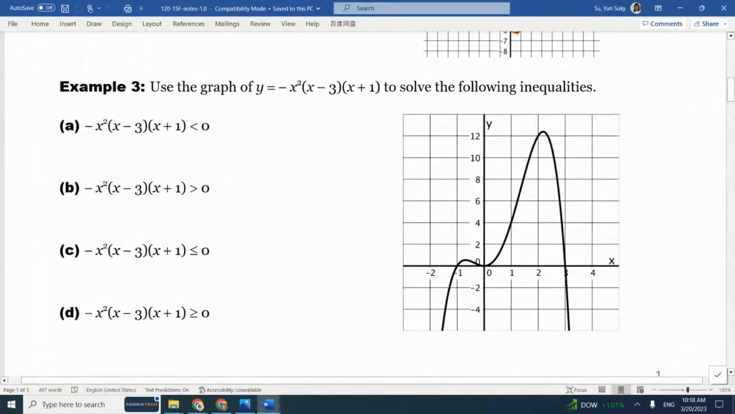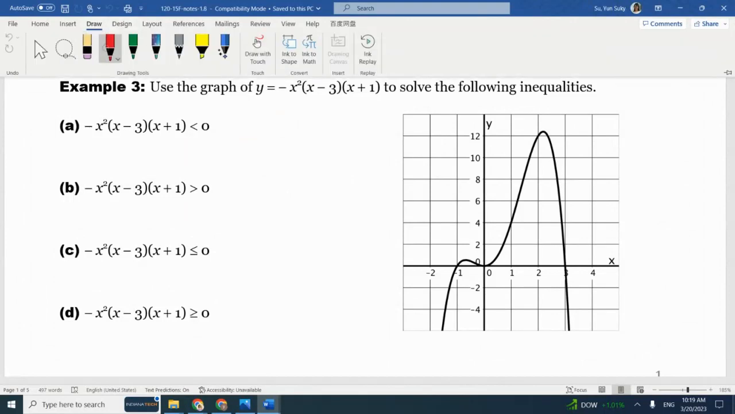Okay, so this is the graph of this polynomial. So part A, we're talking about y is negative, less than 0. Which part is less than 0? This piece and this piece. Do we include the endpoints? No, less than 0. So below the x-axis.